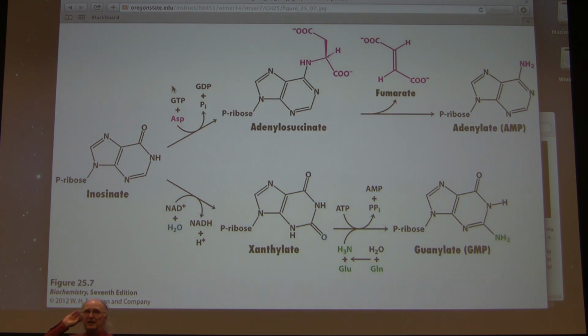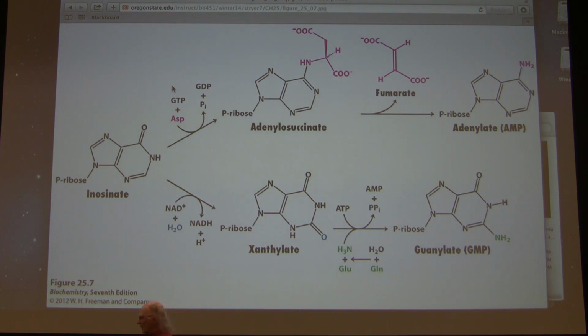So AMP affects the synthesis of GMP, and GMP affects the synthesis of AMP. That is, high levels of GTP give rise to AMP. High levels of ATP give rise to synthesis of GMP. Okay? So there's balance. With this, we're balancing the relative amounts of AMP versus GMP. That's pretty cool. Now, let's go back to PRPP amidotransferase.